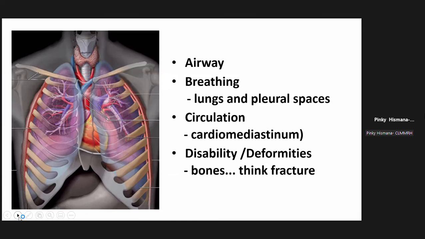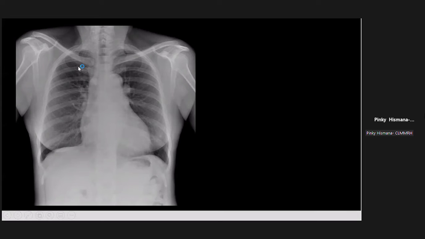Then let's proceed to the last. That would be exposure or everything else. For the exposure or everything else, so actually we have assessed already the airways, the lungs, at the same time the ribs.